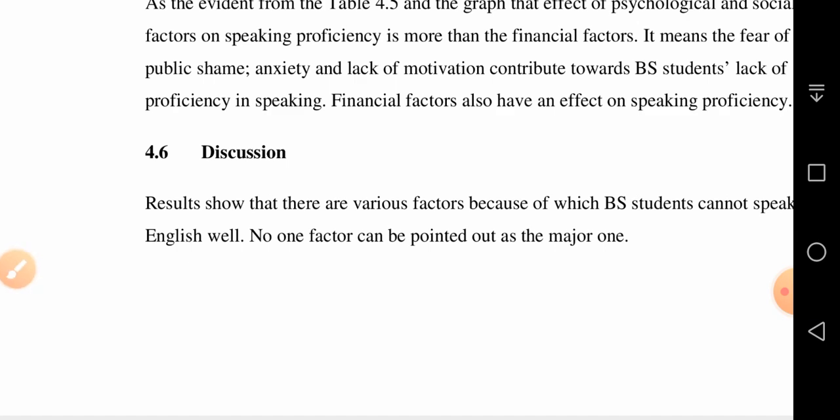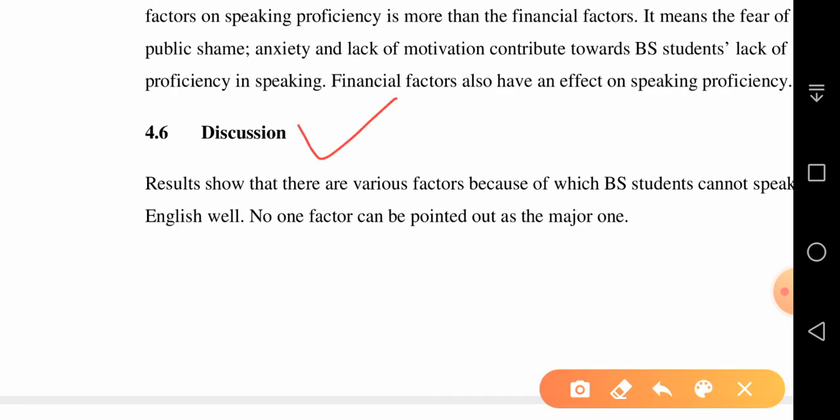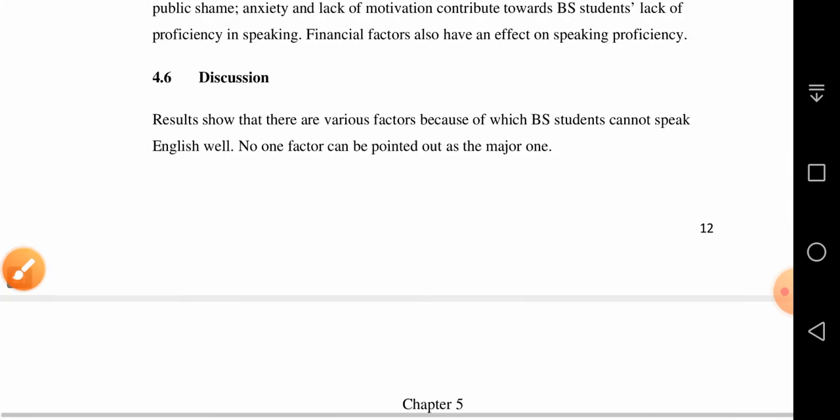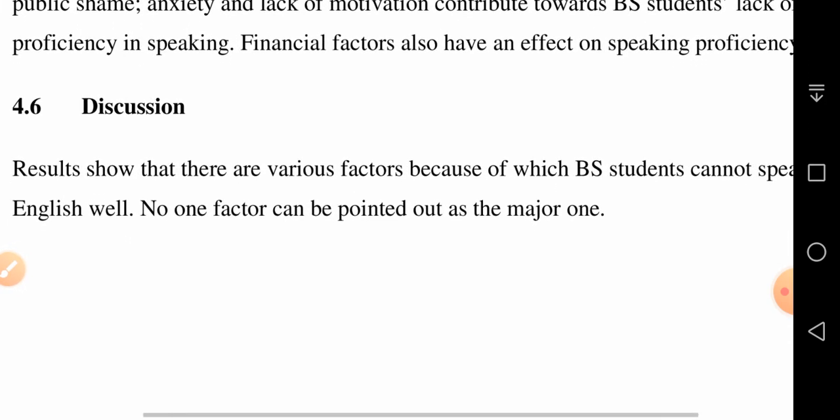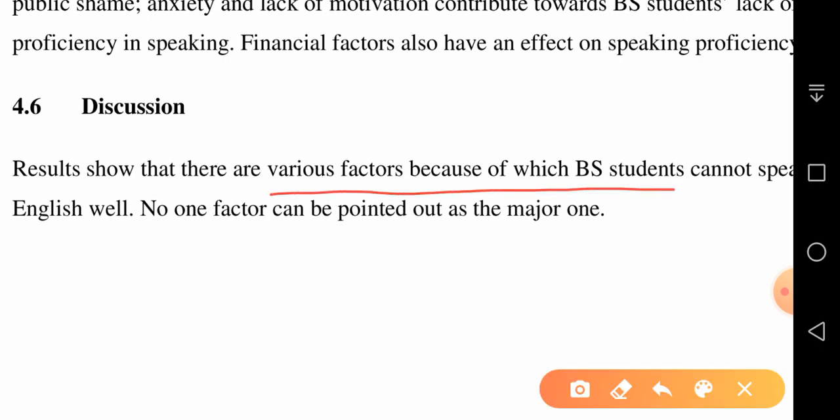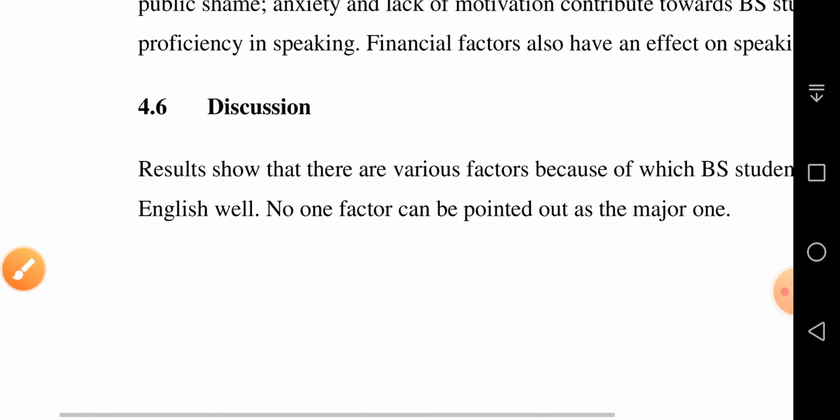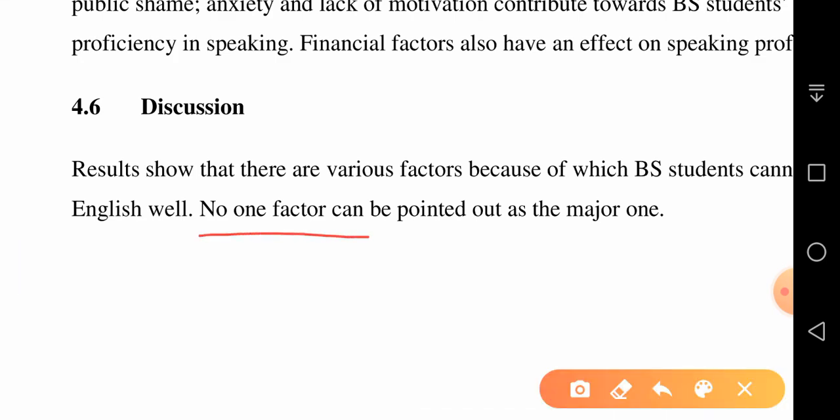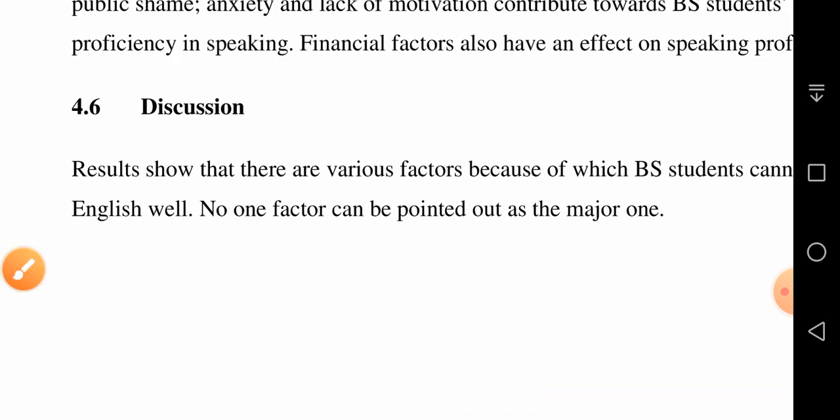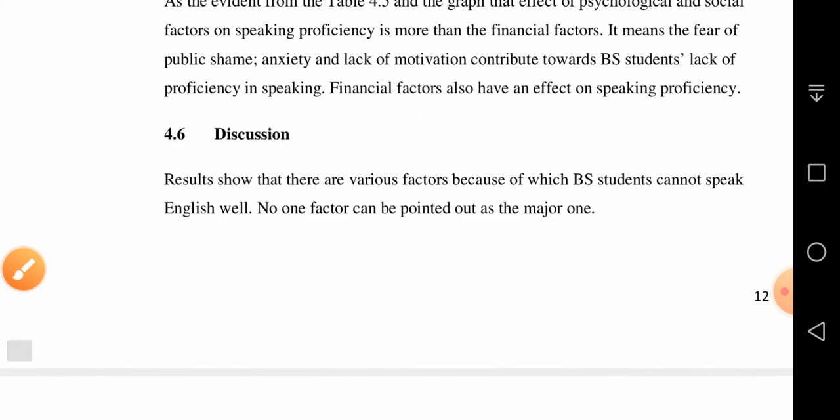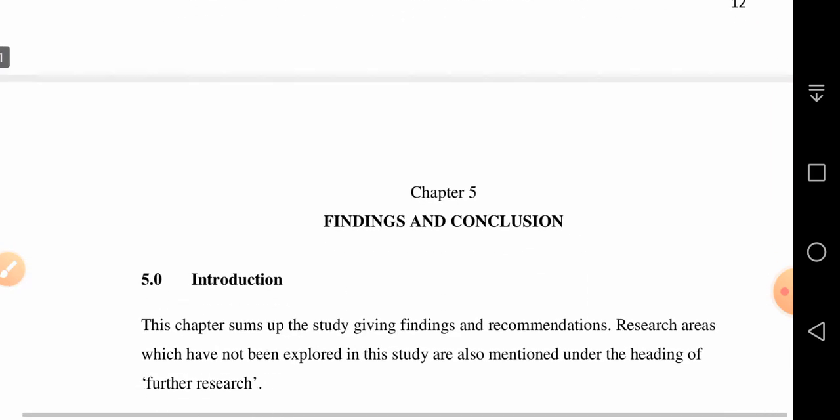Now discussion. This discussion is usually very long in an actual thesis, but here I have tried to write only one sentence. Results show that there are various factors because of which BS students cannot speak English well. No one factor can be pointed out as the major one. You can see that the research report containing 5 chapters is logically moving forward. Everything is being related to chapter number 1. Okay, so now we move to chapter number 5.